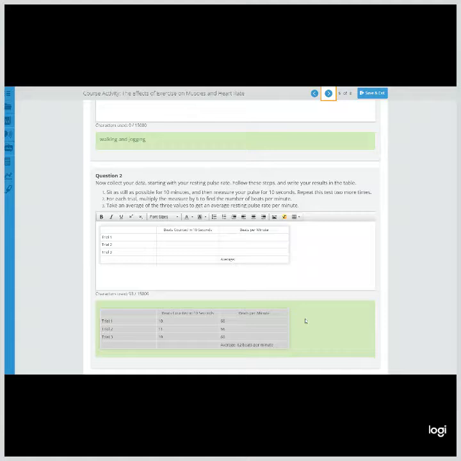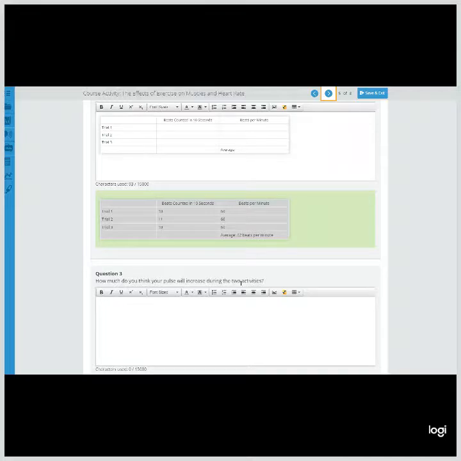So you're going to have your stopwatch, click start, and start counting as soon as you click. After 10 seconds, you record the number of beats you felt, and then you multiply that number by 6 and get the beats per minute. You're going to take the average of the 3 values as the average resting pulse rate per minute.